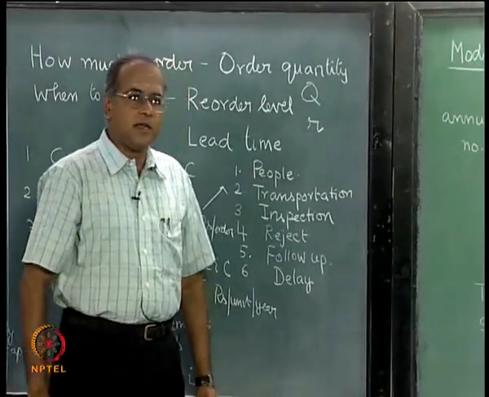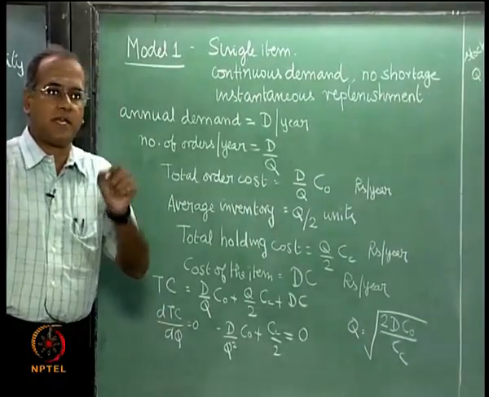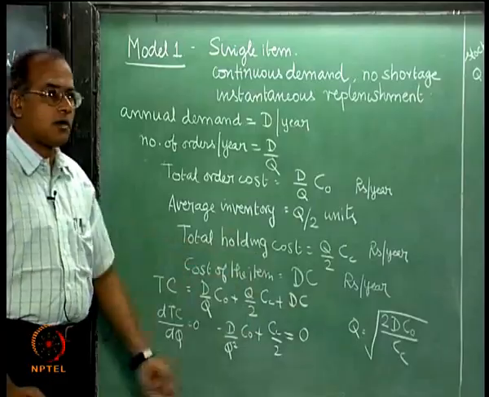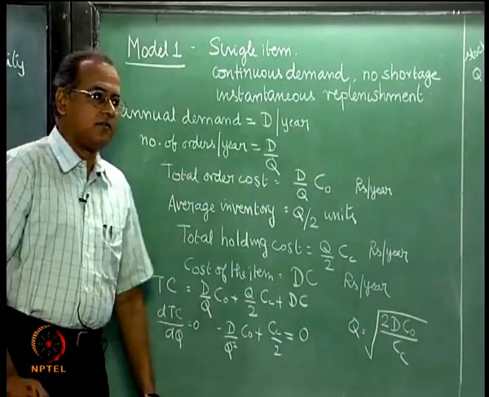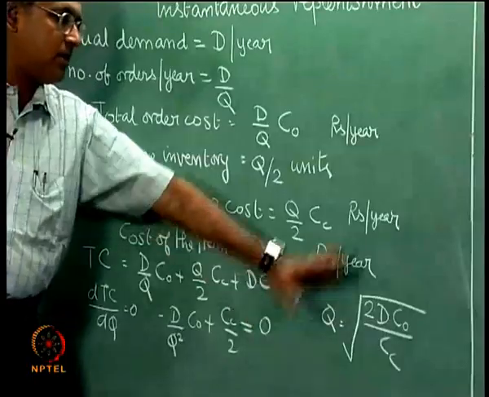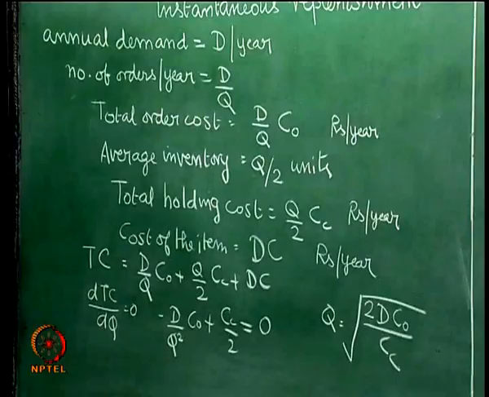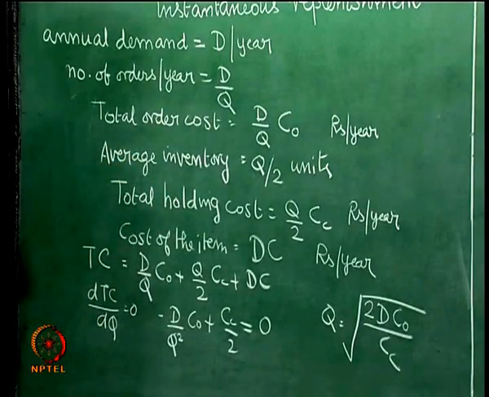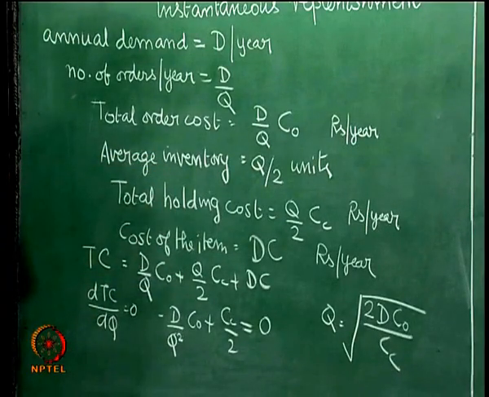Now actually speaking, q is a square root of something, so mathematically q could be a plus value or a minus value. But since q is a quantity that is ordered, it cannot take a negative value. Therefore it is customary to write q equal to root of 2 d C naught by Cc and write only the positive value. We do not write plus minus root of 2 d C naught by Cc, only the positive value is taken.